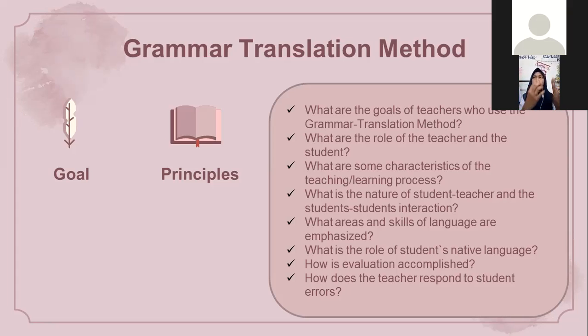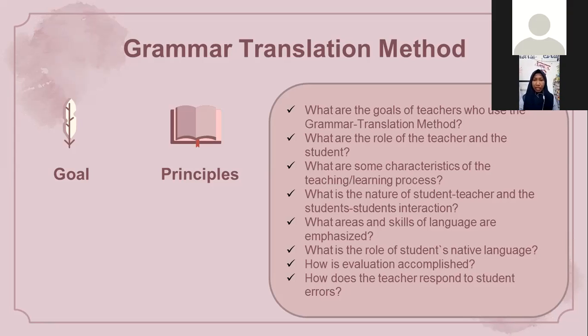Learning new grammatical rules, and then the example of it, and then the students try to memorize it and apply it to other examples and make sentences with the new grammar rules.